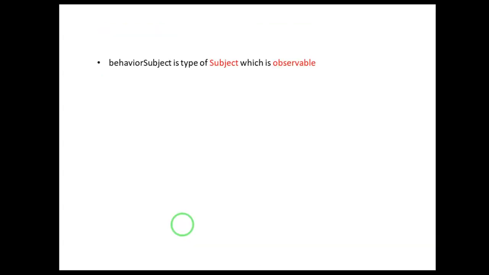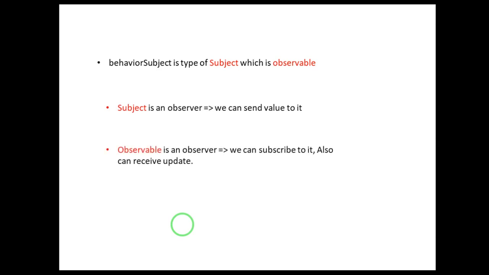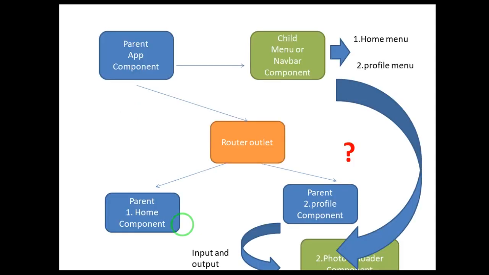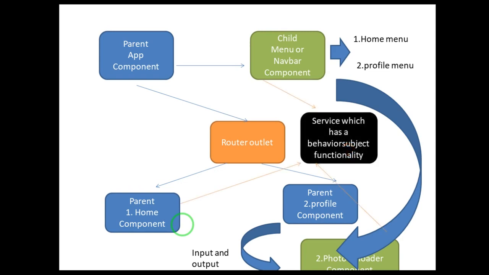Behavior subject is a type of subject which is observable. So what is subject? What is observable? Subject is an observer, so we can send value to it. And due to observable, we can subscribe to it and also receive updates. So by this definition, instead of this question mark, we can say a service which has a behavior subject functionality can solve our problem. So we can handle this issue by behavior subject. So let's just jump to the code and prove this.